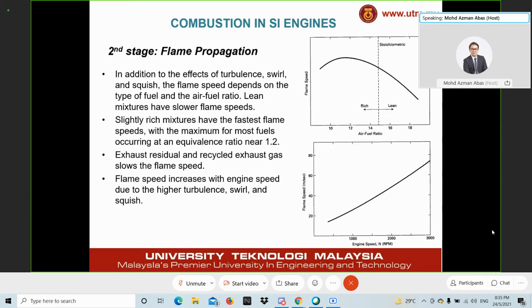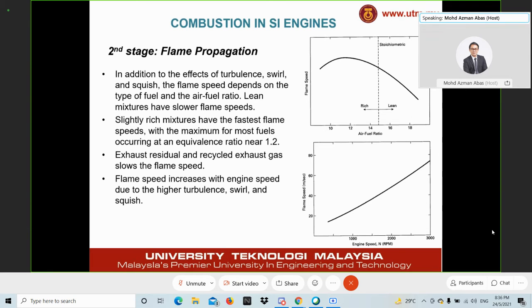Slightly rich mixtures have the fastest flame speeds. Remember, faster flame speed produces more work, produces more power, with the maximum for most fuels occurring at an equivalence ratio of about 1.2. So in other words, it's roughly about lambda 0.9. Exhaust residuals and recycled exhaust gases slow the flame speed.